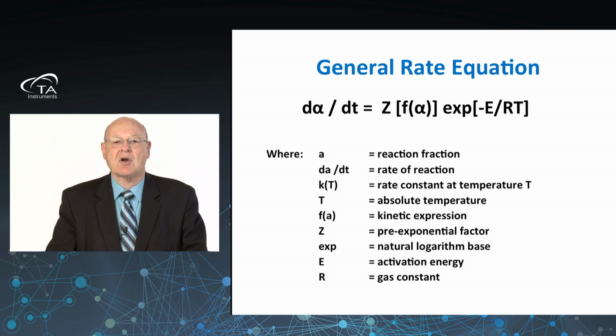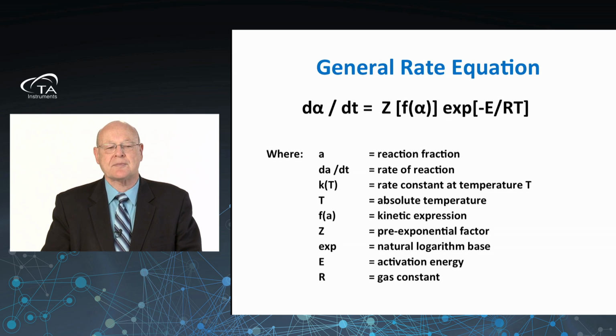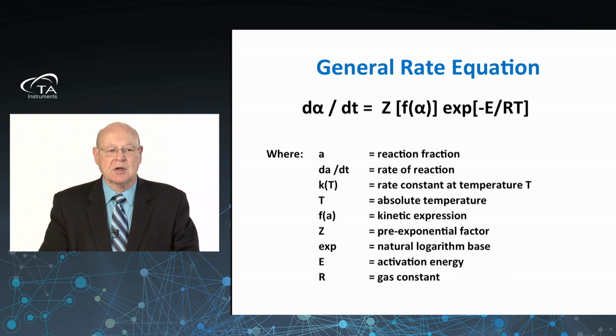Now, kinetics are described by what is called the general rate equation. This is a combination of two equations, the Arrhenius equation generated in the 1890s, and the law of mass action generated by Guldberg and Waage in the 1860s. These two are combined in this particular form. On the left-hand side of the equation is the rate of reaction. On the right-hand side, there is the term Z, which is called the pre-exponential factor. It's the rate of reaction at infinite temperature.